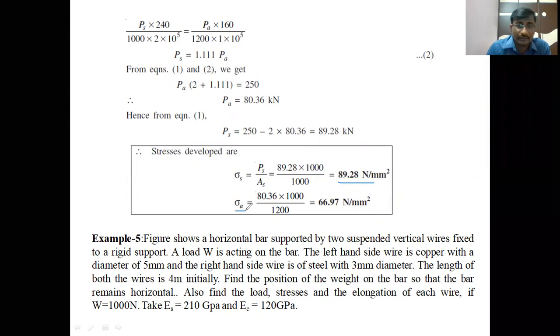Similarly, the stress in the aluminium material: 80.36 kilonewtons on each aluminium pillar into 1000. We get 80.36 into 1000 newtons divided by the area of each aluminium pillar, 1200. So the stress in each aluminium pillar is 66.97 newtons per mm square. So 66.97 megapascals of stress is induced in each aluminium pillar. Clear?